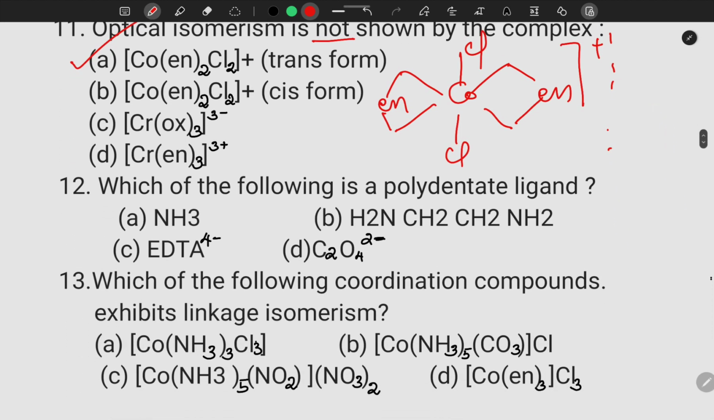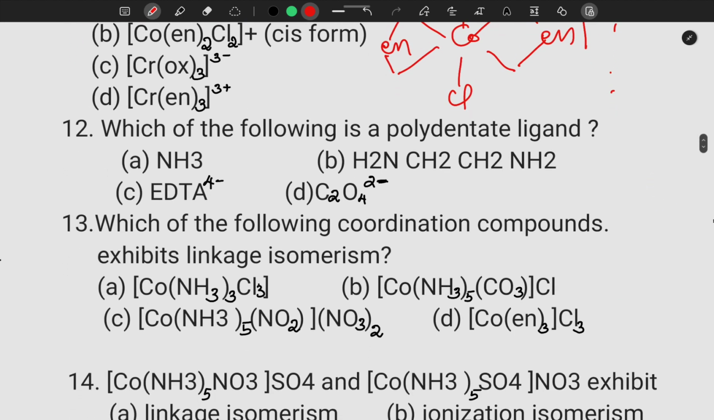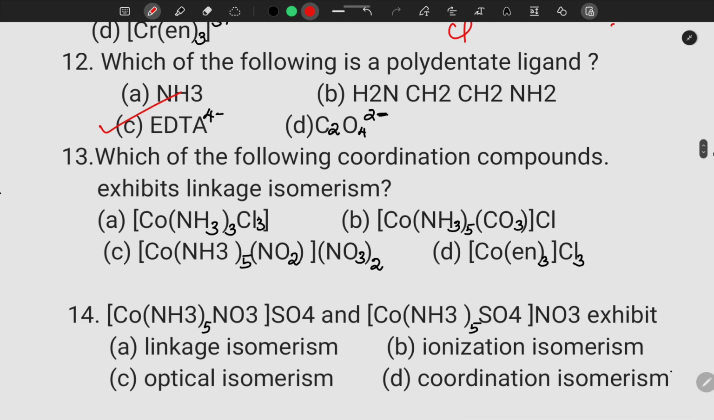Which of the following is a polydentate ligand? Ammonia is unidentate, ethane-1,2-diamine is a didentate ligand, and EDTA is a hexadentate ligand. So we can consider it as a polydentate ligand, and oxalate is didentate.